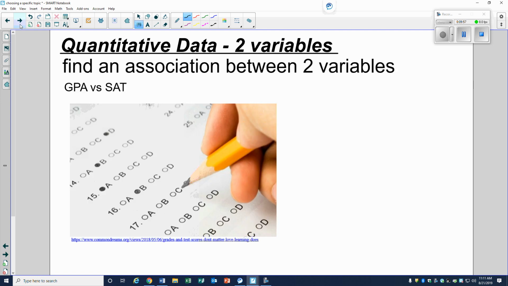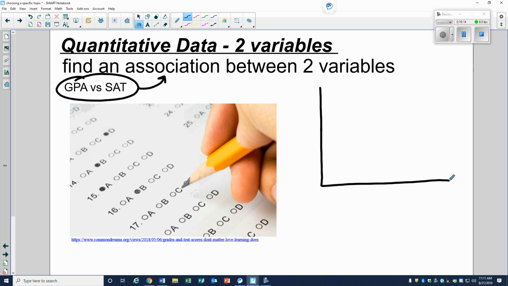Okay, if you're looking at an association between two variables, say your GPA versus your SAT. Do they have anything to do with each other? This is a data set that could be represented as a scatter plot. So if I collect one sample, and for each student I plot what their GPA was with their SAT score as an ordered pair, I can look at the scatter plot to see if there is an association between the two.